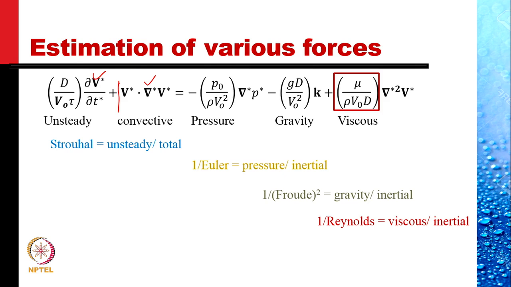So if any of these coefficients is small compared to 1, that is, compared to the convective acceleration term, then the corresponding term can be neglected from the governing equation. This is the primary tool that we used for estimating the terms and making approximations.